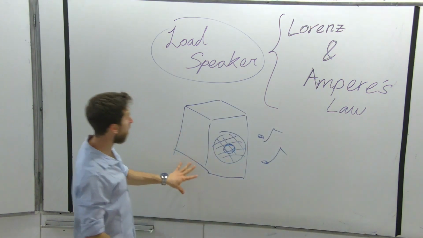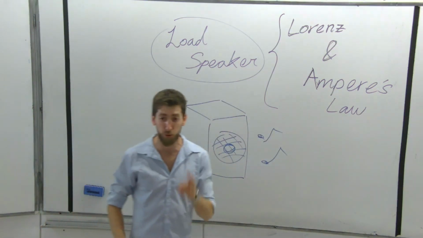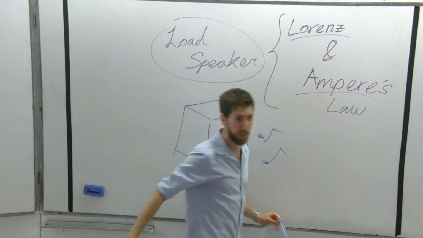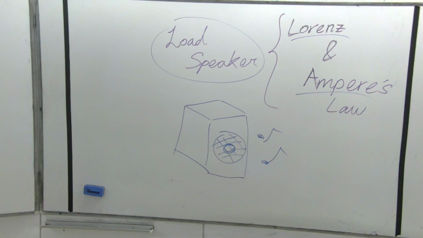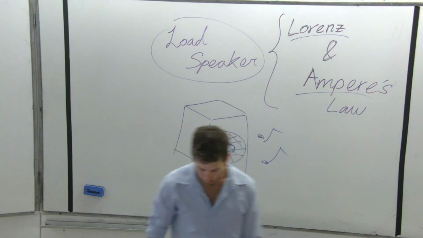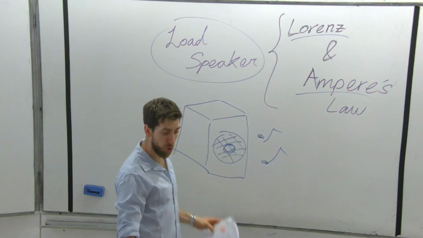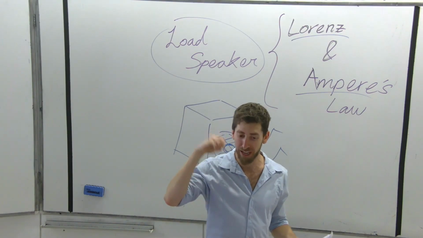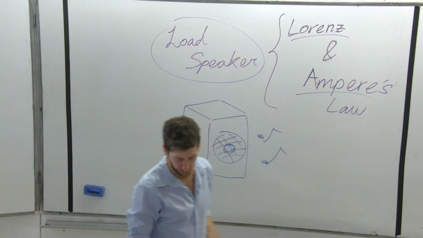And the phenomenon of the loudspeaker really connects to two laws that we know: Lorenz and Ampere's law. So we have air conditioning, we have loudspeakers, and we have Lorenz and Ampere in this class. So what's going to happen? Let me draw how a huge magnet that is inside every loudspeaker looks.